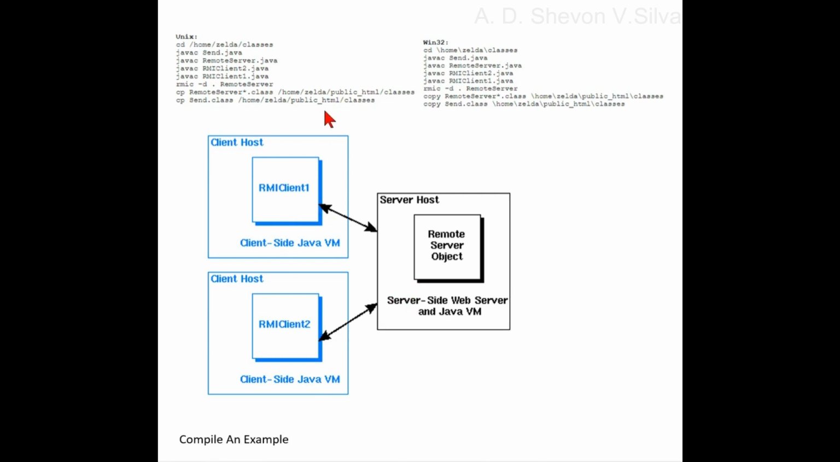directory. The RMI client 1 is invoked from the client side directory and uses the client side web server, server side web server and client side Java VM to download the publicly accessible files. And RMI client 2 is invoked from the client side directory and uses the server side web server and client side Java VM to download the publicly accessible files.